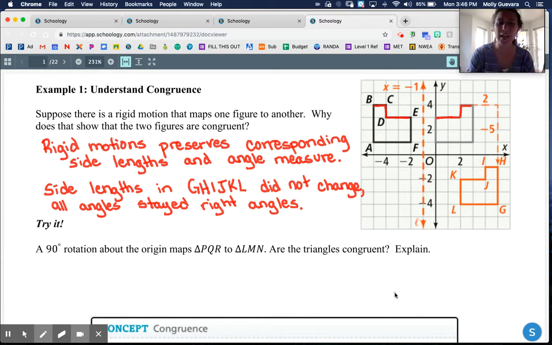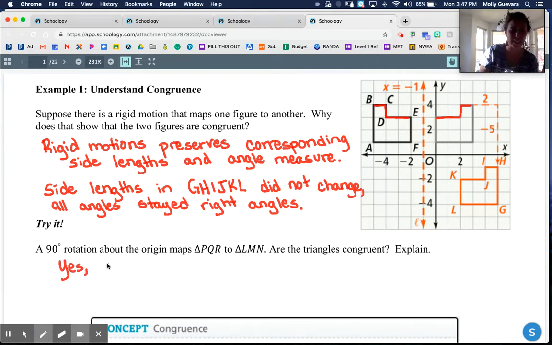Okay, here it says a 90-degree rotation around the origin maps triangle PQR. So triangle PQR is rotated 90 degrees, and now it's called triangle LMN. Are these triangles congruent? Well, a rotation is a rigid motion, right? When I rotate something, the side lengths don't change and the angles don't change. So if the sides don't change and the angles don't change, are the two shapes congruent? And hopefully we said yes. Okay, or we're thinking yes.